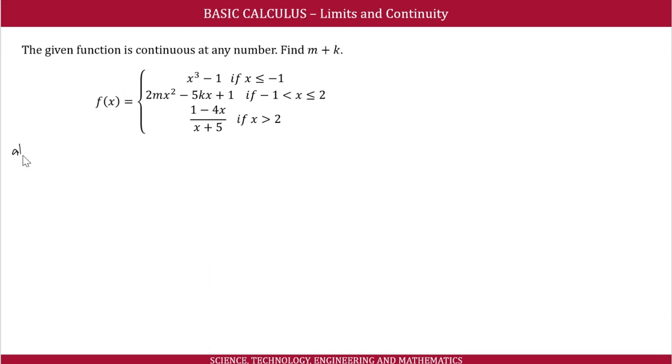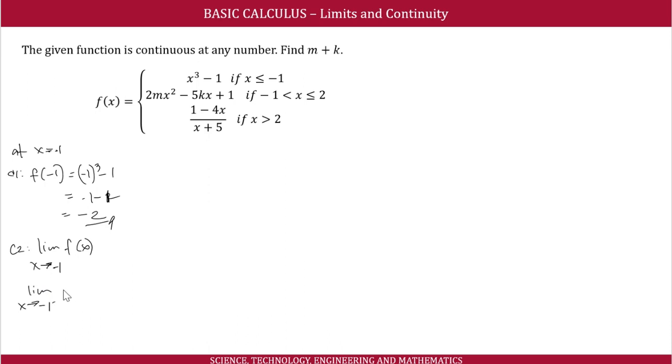Okay, so let us have first x equals negative 1. We have the first condition, f of negative 1. That will be the first subfunction, x is less than or equal to negative 1. So we have negative 1 cubed minus 1, and that will be negative 1 minus 1, negative 2. Condition number 2: we have the limit of f of x as x approaches negative 1. So we have the left side first, negative 1 from the left. Same with f of negative 1, so that will be negative 2.